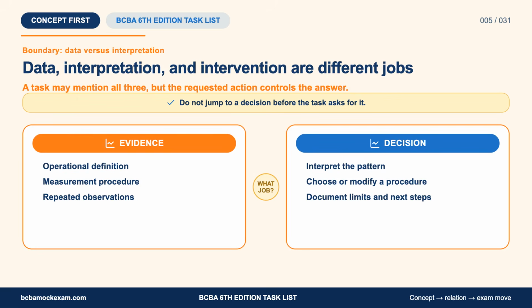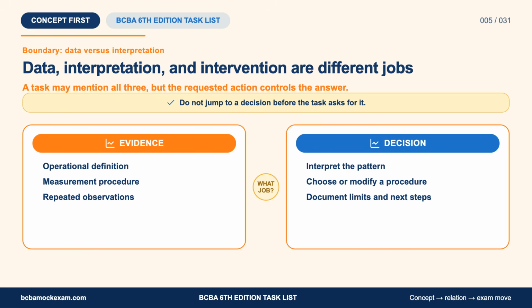Here the risk is not forgetting a definition. It is crossing a boundary the STEM has not crossed. Data, interpretation, and intervention are different jobs. A task may mention all 3, but the requested action controls the answer. The domain may orient you, but the verb still controls the job.